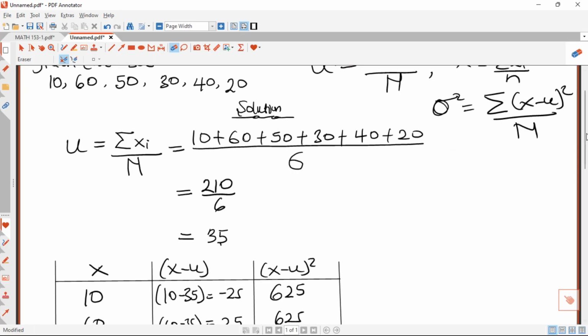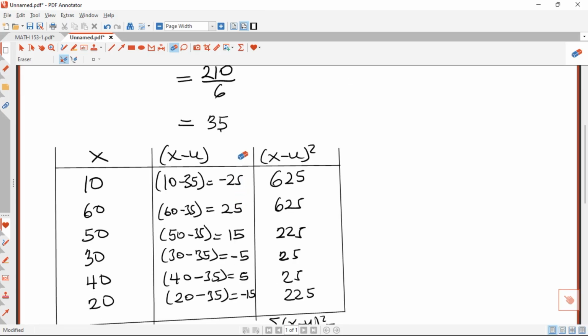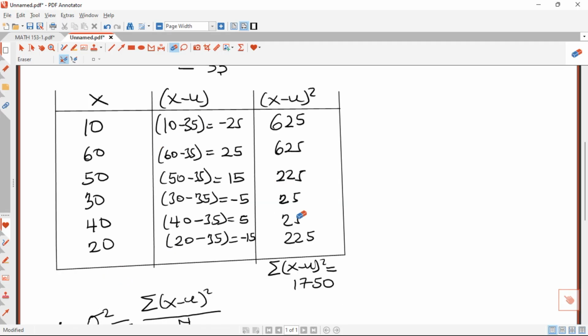So mu is the summation of xi divided by capital N. Here we have 10 plus 60 plus 50 plus 30 plus 40 plus 20. We add everything and divide, and when you do it correctly, we get 35 as our population mean. Then we subtract 35 from our x's, and we will square and sum the deviations. When you subtract, this is what you get: negative 25, 25, 15, negative 5, 5, and negative 15.